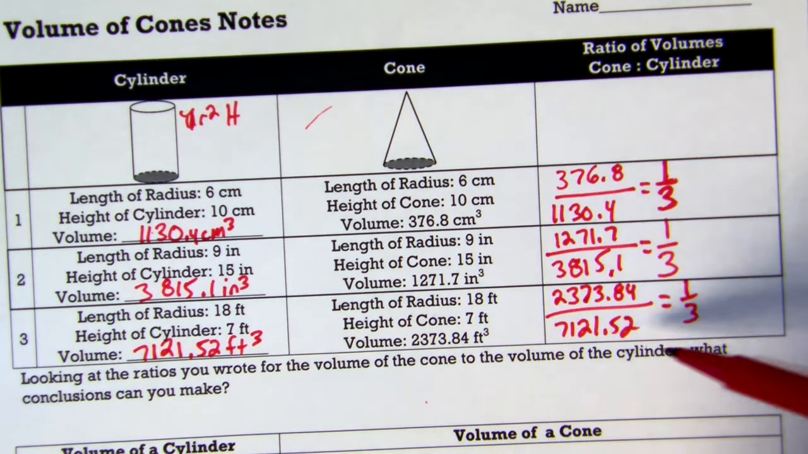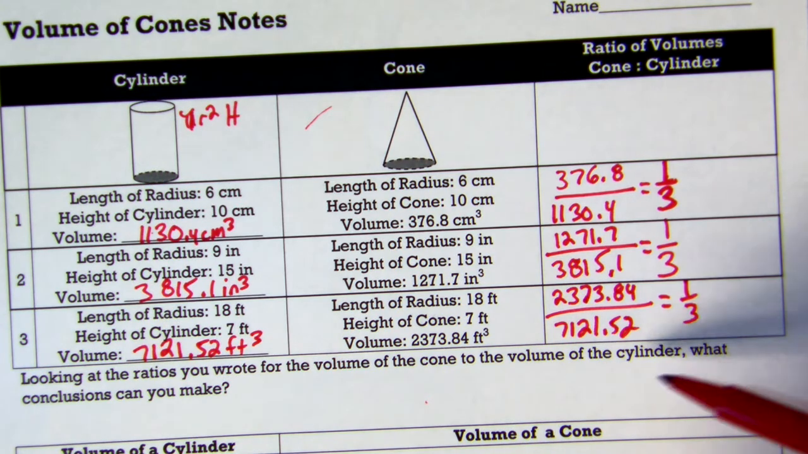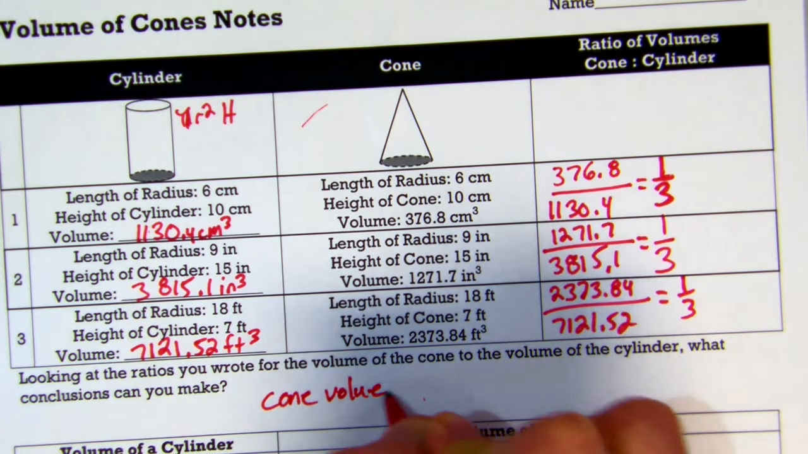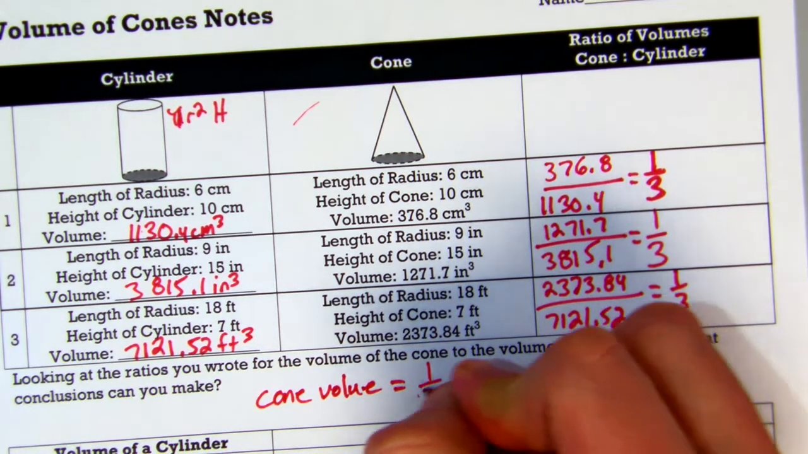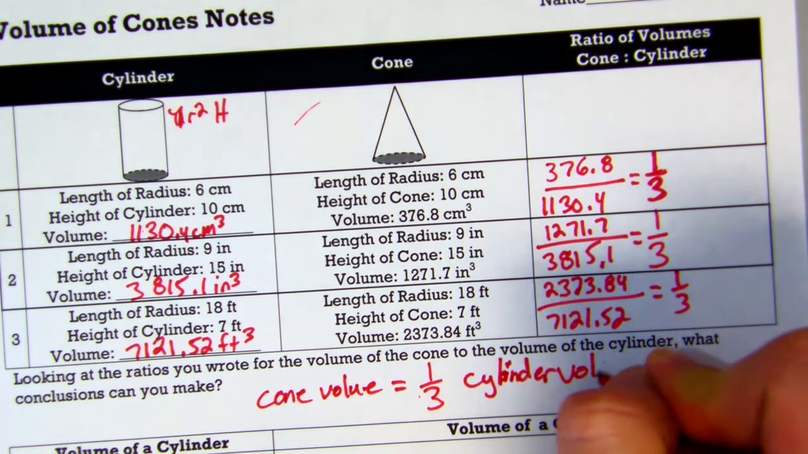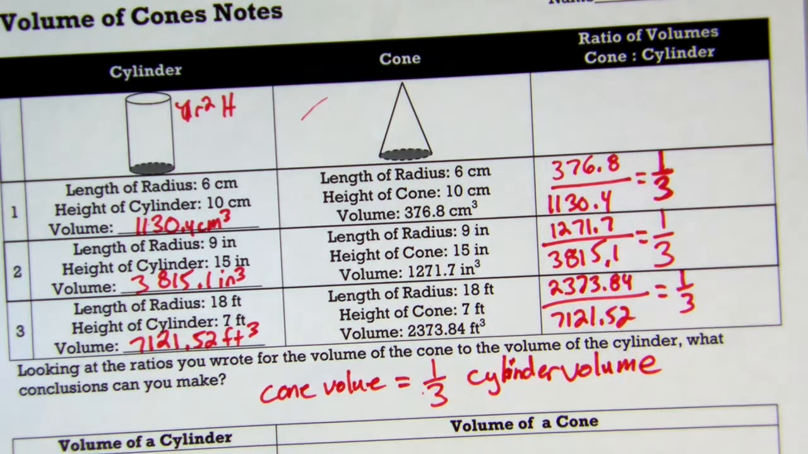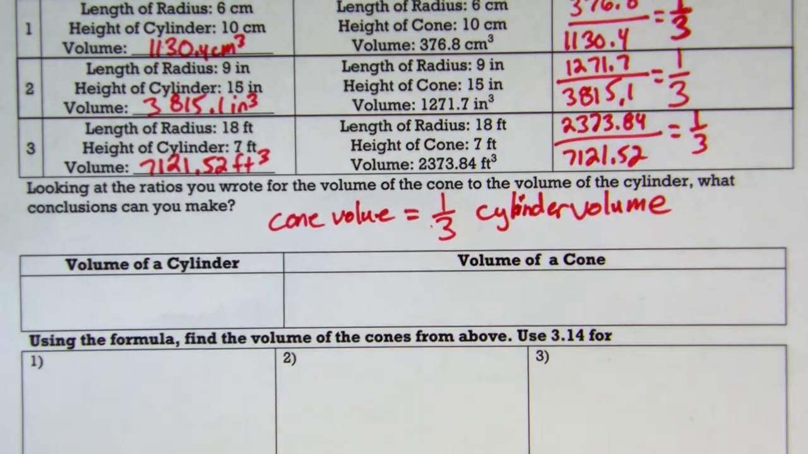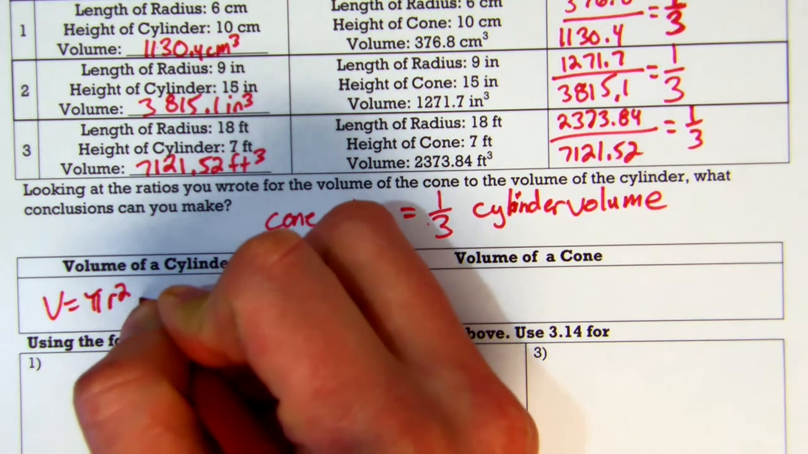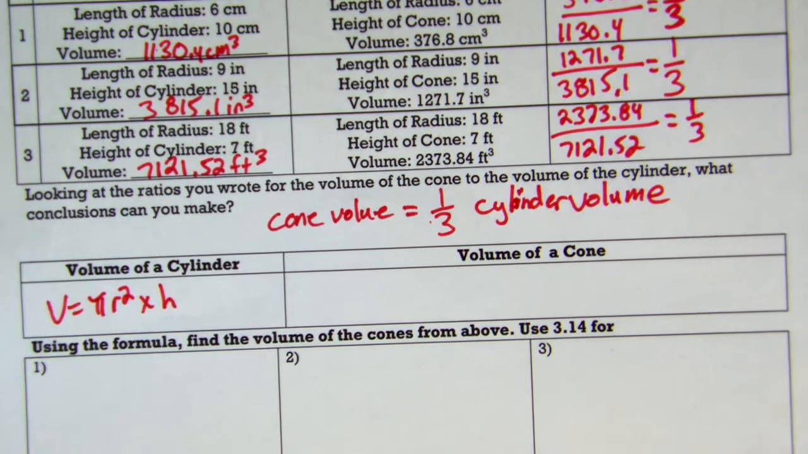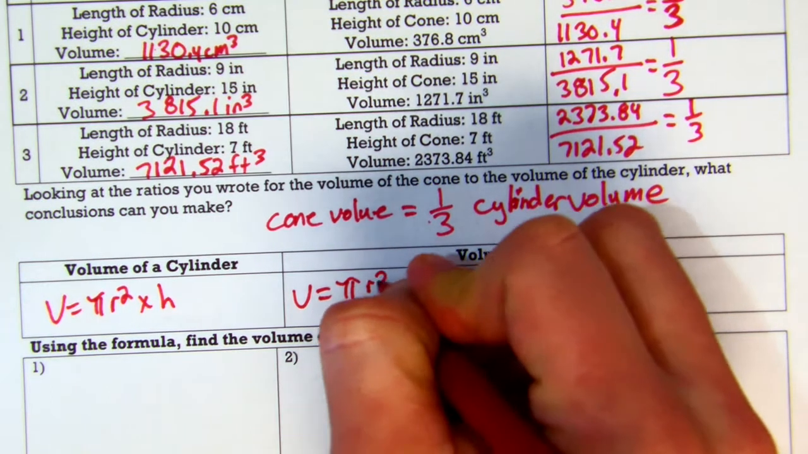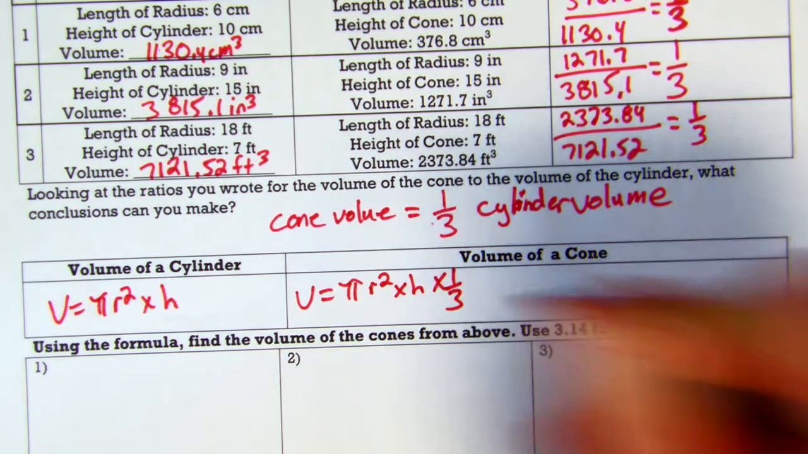Okay, so looking at the ratios we wrote for the volume of the cones to the volume of the cylinders, what conclusion can we draw? We can definitely say that the cone volume is going to equal 1/3 of a cylinder volume. Now the volume of a cylinder, again, we can rewrite as the volume is going to equal pi r squared times the height. So in this case, we can say the volume of a cone is going to be pi r squared times the height times 1/3.